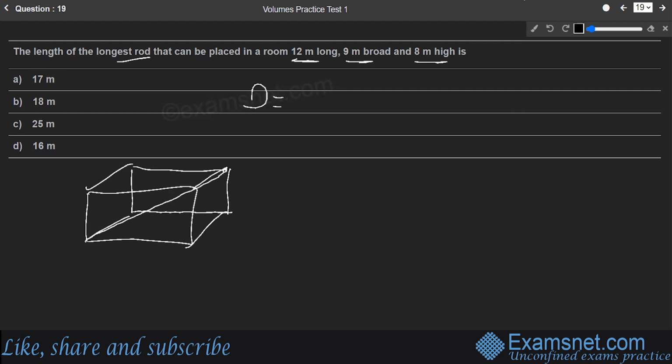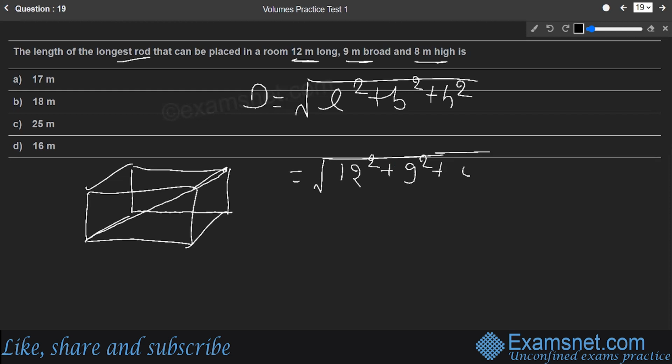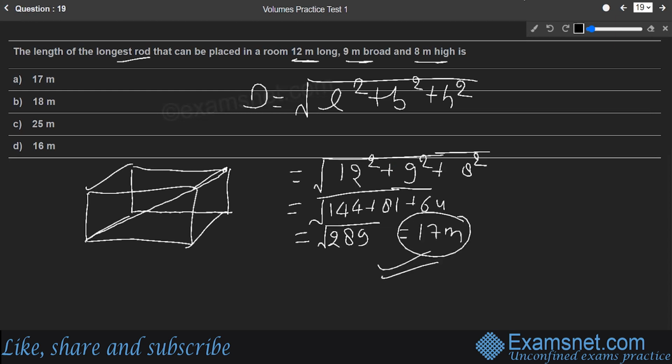So the diagonal of a cuboid is given by the under root of L square plus B square plus H square. So it is given by the under root of 12 square, since the length value is 12, plus 9 square, since the breadth value is 9, plus 8 square, since the height value is 8. If we solve this further, this is going to be the under root of 144 plus 81 plus 64. If you solve this, it comes out to be the under root of 289, which is equal to 17 meters. So that is the length of the longest rod that can be kept inside this room, 17 meters.